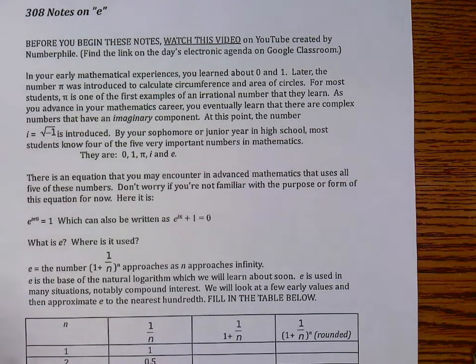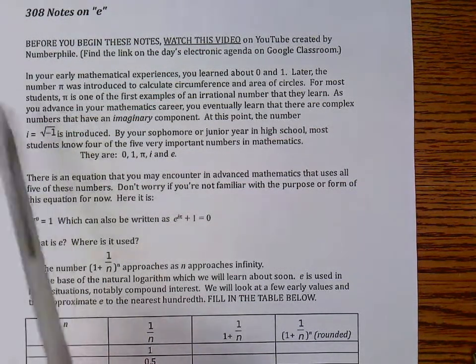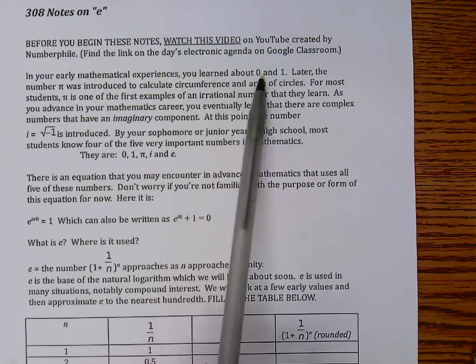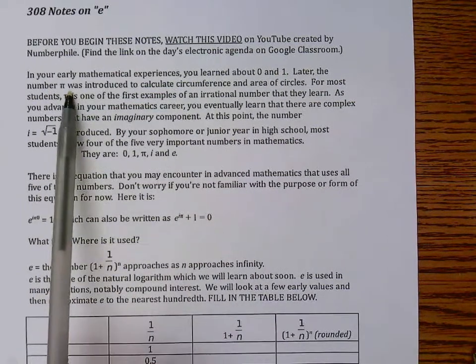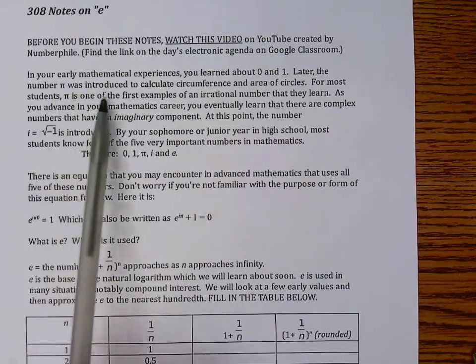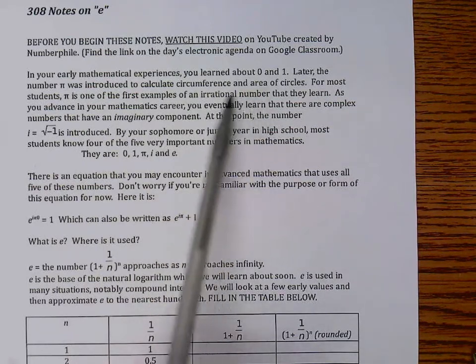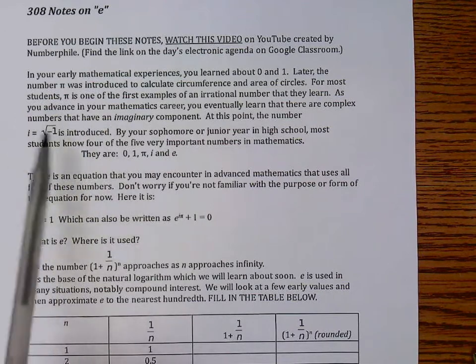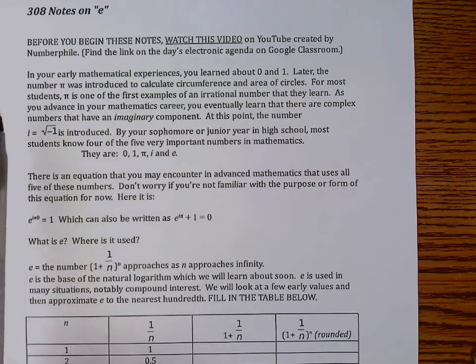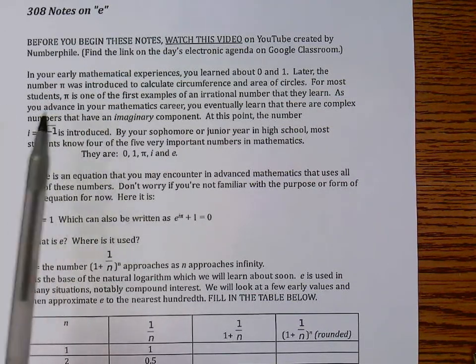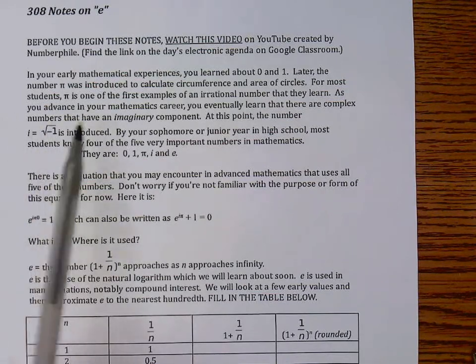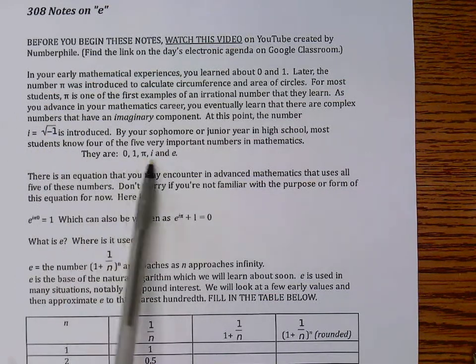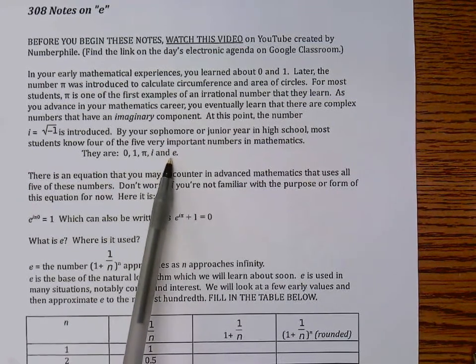So just reading this, in your early mathematics career, you learned about 0 and 1. Later, you learned about pi. For most students, pi is the first example of an irrational number. As you advanced, you might have learned about this imaginary number, i, the square root of -1. We didn't spend a lot of time on that in polynomial world, but i is an imaginary constant. So these are important numbers in mathematics, and now e has made the list.